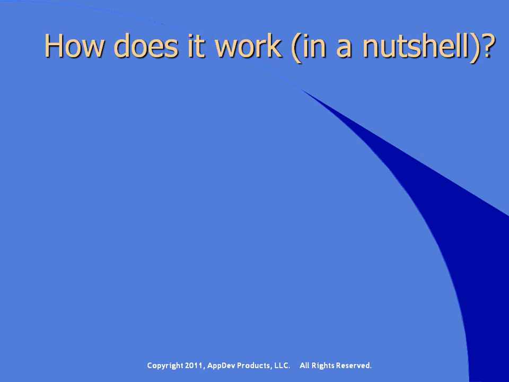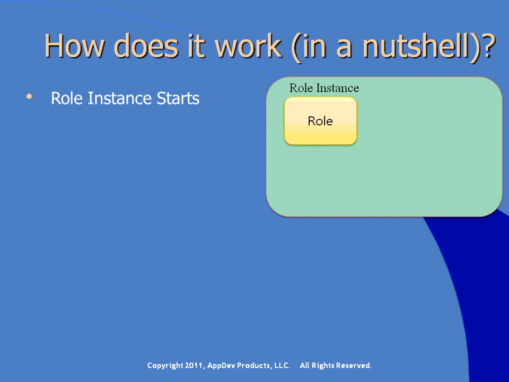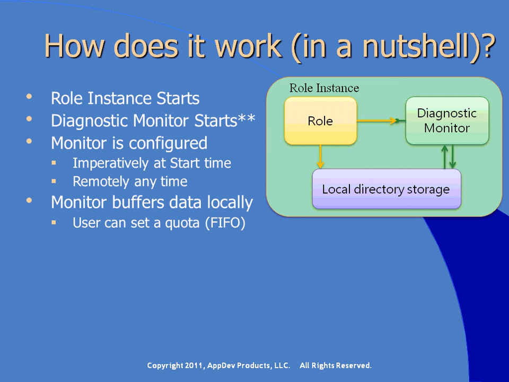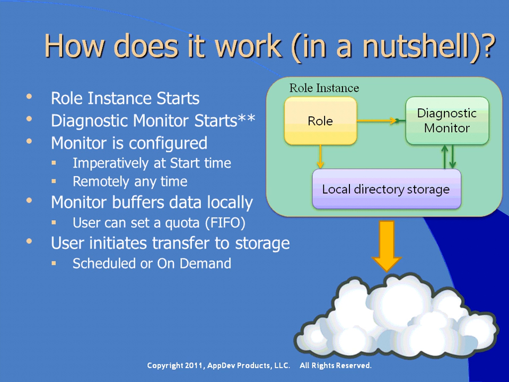So let's take a high-level look at how the agent works. The agent runs on each role instance of your application and is started by default in the OnStart method of your role. The agent collects the data you want and stores it in a local buffer, and this buffer is a defined 4 GB buffer for diagnostics data. As the buffer fills up, the oldest data will be aged out. It is up to the user to initiate the transfer of data to the storage account, but this transfer can also be scheduled if you need it to be.